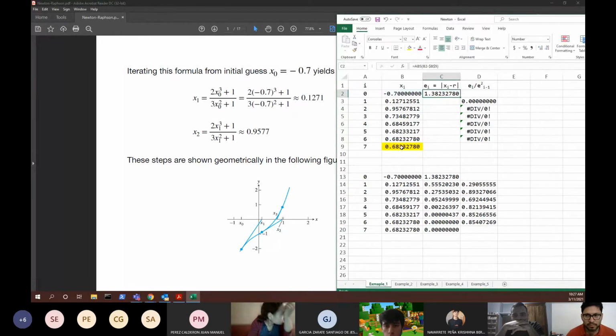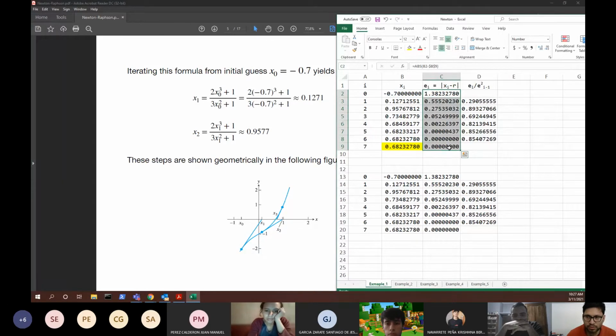This is my true value. So if I actually do the same for this column, you see that this one minus the same one, the error, is going to be equal to 0. Actually, from the sixth iteration, the error is equal to 0. So we only needed 6 iterations to reach a good approximation.